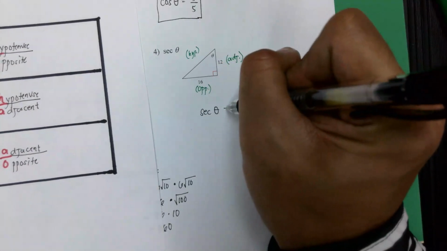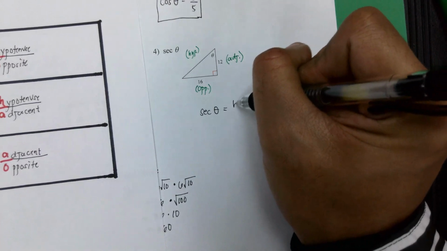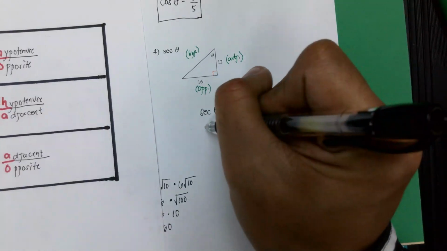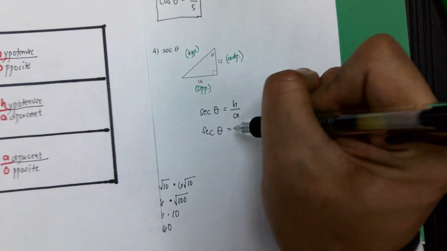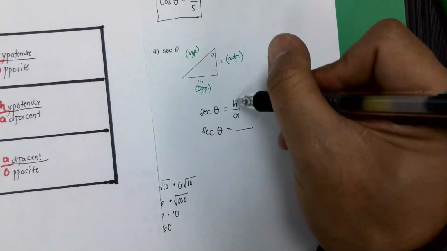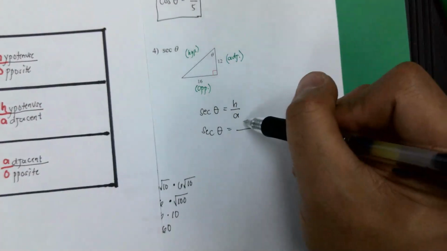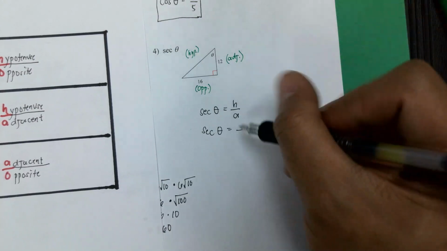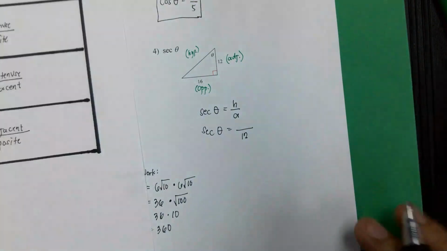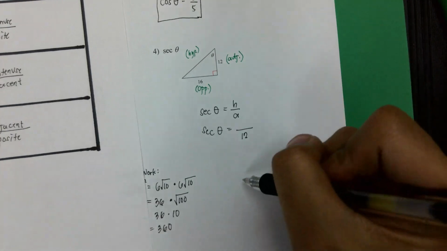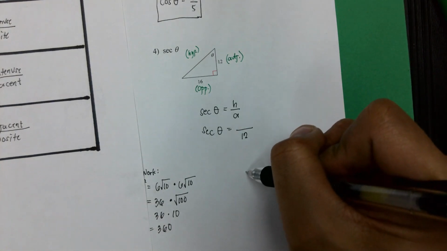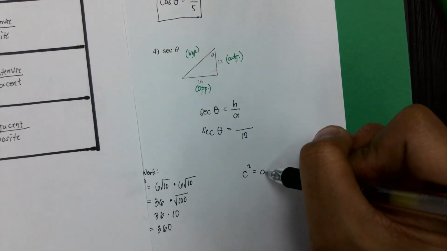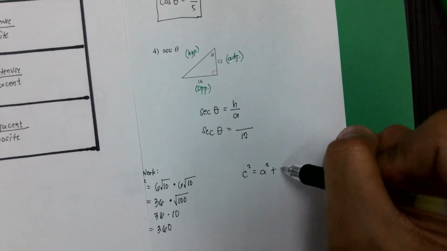Secant theta equals H over A. And let's try to fill in the parts that are available. We don't have H, so we'll leave it empty. But we do have A, which is 12. That tells us that we need to compute for the missing part. C squared equals a squared plus b squared.